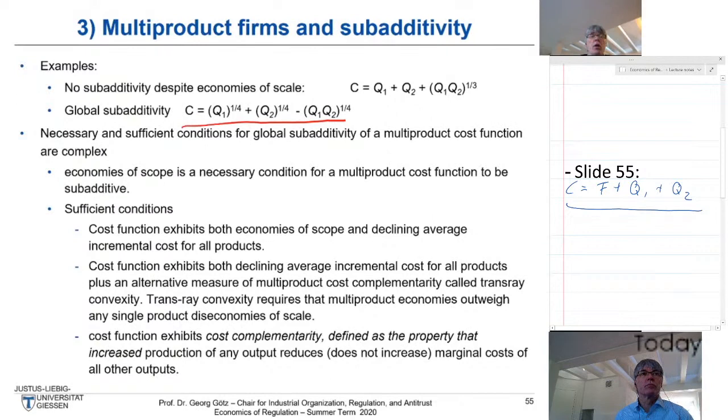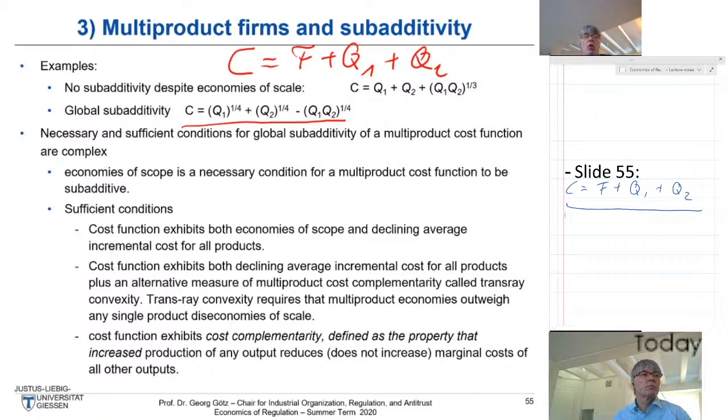Suppose these are cars. You have some product development costs, which are common costs for, say, your Golf and Touareg, and then you simply have such a linear cost function. And of course, this would be economies of scope, because it's cheaper to produce jointly. The F is really a common cost here, which you would have twice if you produced both standalone.